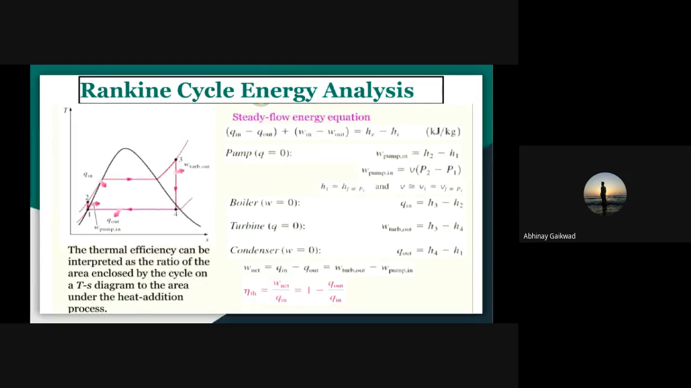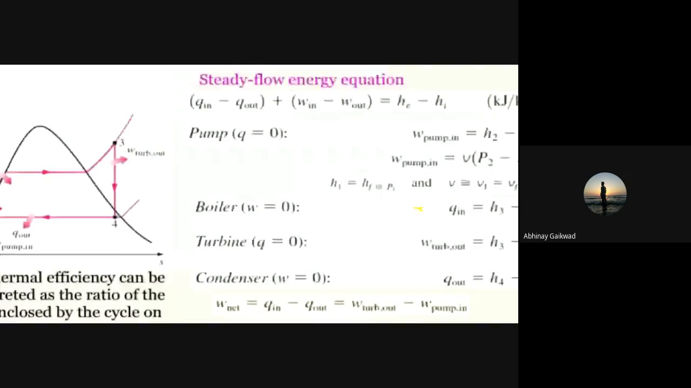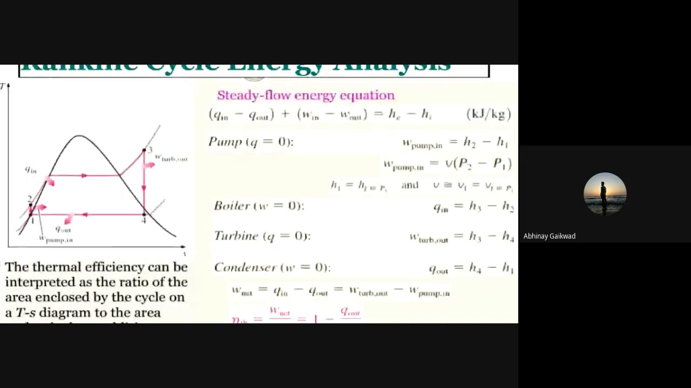Then again, during the calculation or problem solving, h1 you have to take as hf, saturated liquid, no? So hf at what pressure? At p1 pressure. And your specific volume, that means the v, you have to consider the specific volume at state 1, that is v1. Or you can consider the vf at pressure p1.